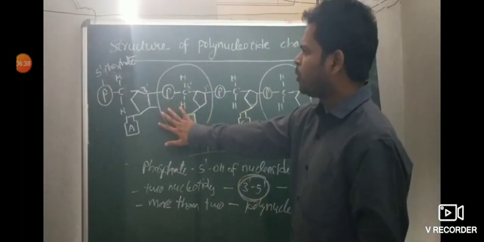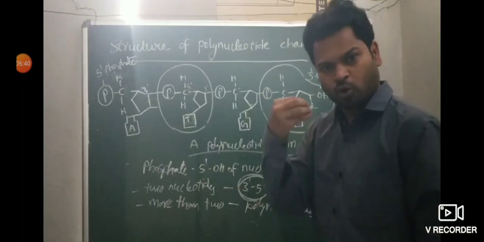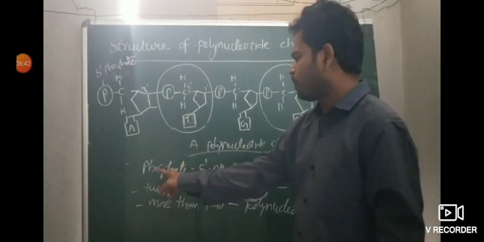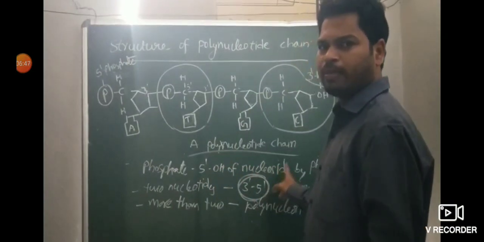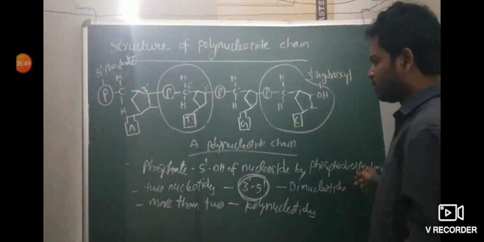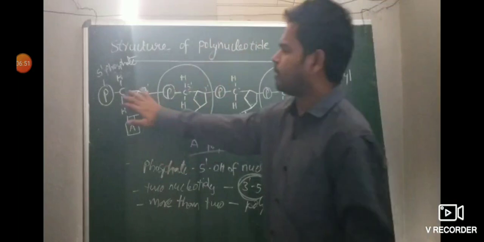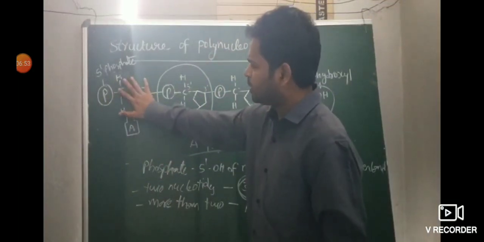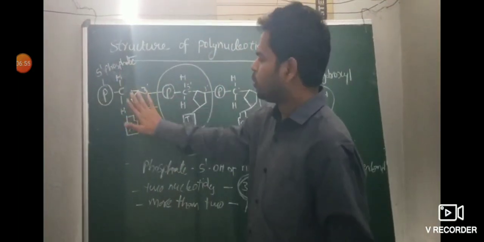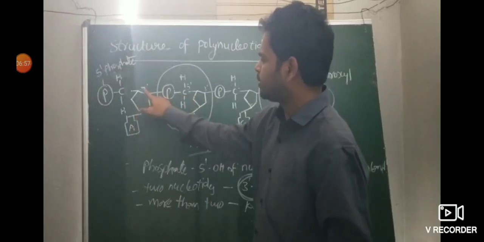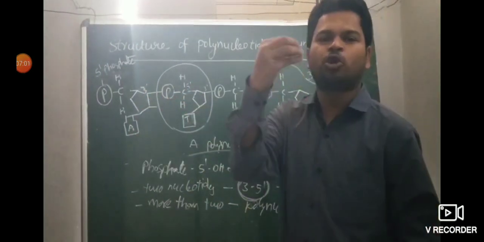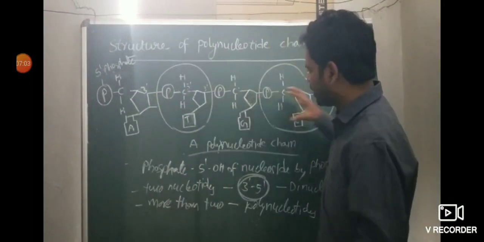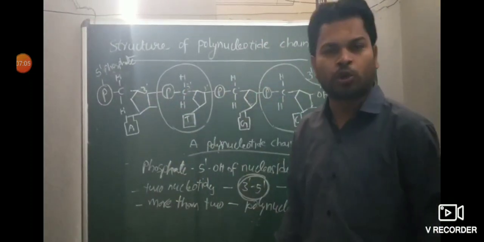Before going to the polynucleotide chain, a phosphate group is attached to the 5 prime hydroxyl of a nucleoside by a phosphodiester bond, and then it is called a nucleotide. This is a phosphate, here it joins, and this forms one nucleotide. Two nucleotides joined in the 3 prime to 5 prime direction form a dinucleotide. More than two nucleotides joined form a polynucleotide chain.